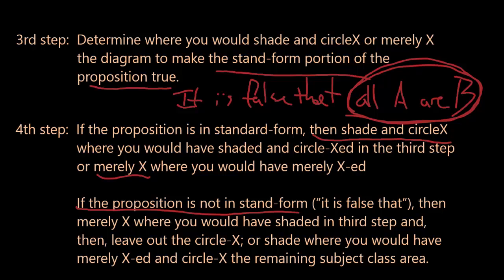So then where in the third step you would merely X, you shade and leave out a circle X, or you shade where you would have merely X'd and put a circle X for the subject class area. So if you go through all those steps systematically, you should always output the correct answer. But hopefully with enough practice, you'll be able to stop referring to these steps. You'll be able to do it just from memory.